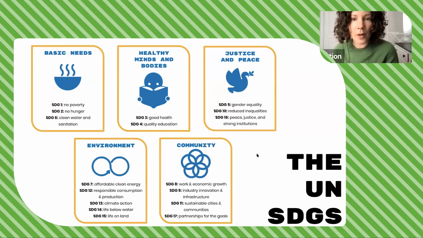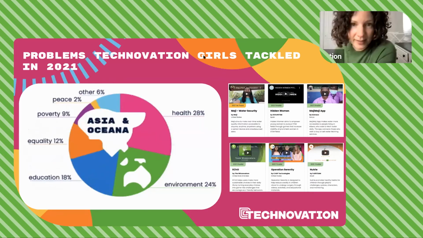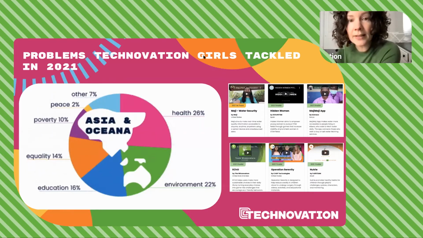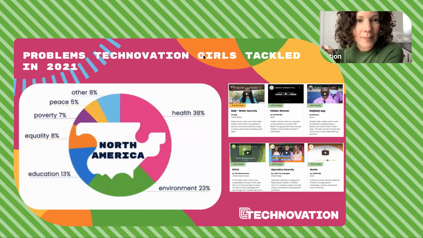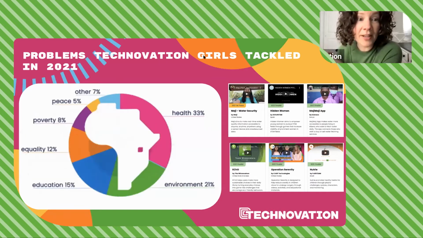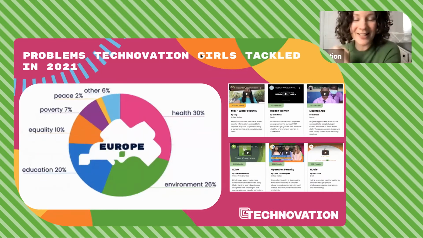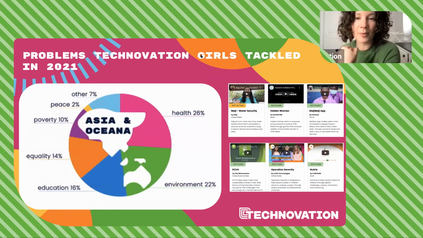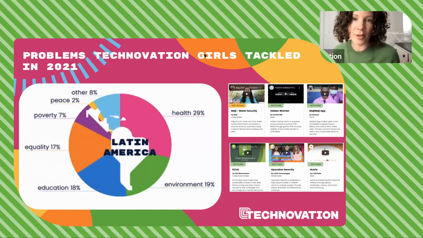If you want to learn a little bit more about the Sustainable Development Goals, I put the link into the chat. It's also in the curriculum. Check them out. So these are some of the problems that participants last year tackled. If you participated last year, you are represented here in what you looked at. Health and environment and education are usually the top three areas that people like to solve problems in, but you are free to solve problems in whatever area is most important to you and your community.